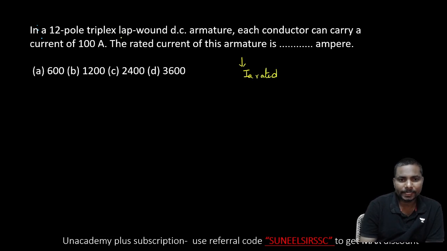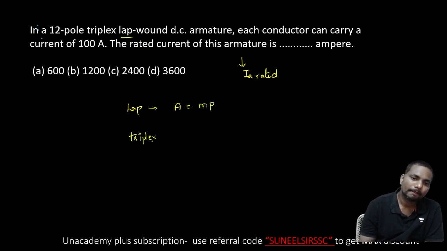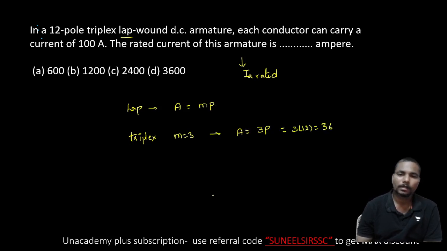Here, which winding, guys? Lap winding. Whenever we see the lap winding, how many parallel paths? A is equal to M into P. It is a triplex. M is equal to 3. A is equal to 3P. That is 3 into poles 12. That is 36 parallel paths.